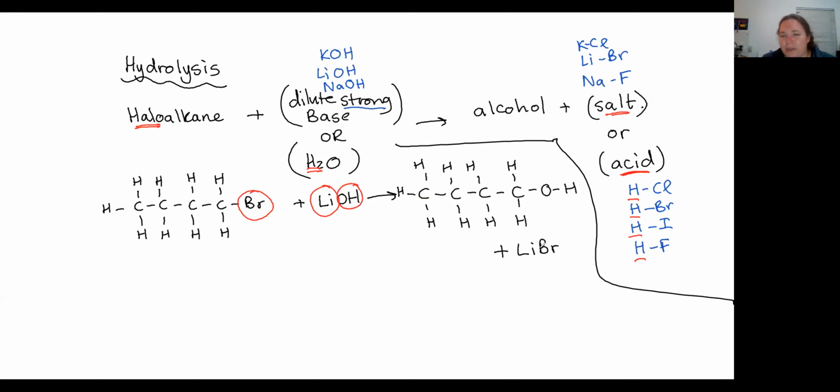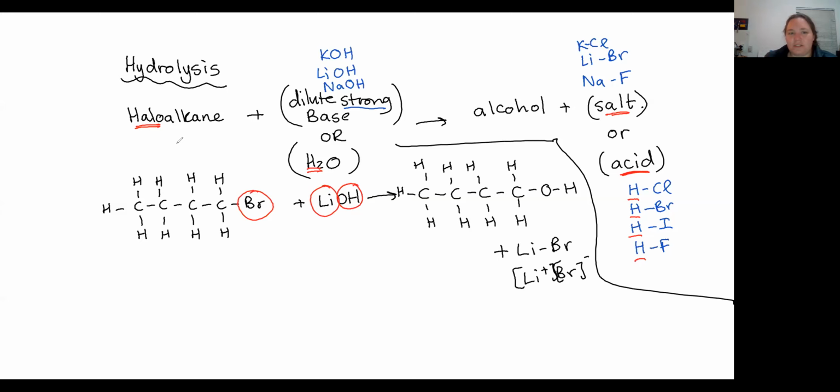And if we want to show a bond here, technically this is Li+ and Br-, and they're not bonded together. They are two ions that are hanging out. All right, so I hope that this makes sense.